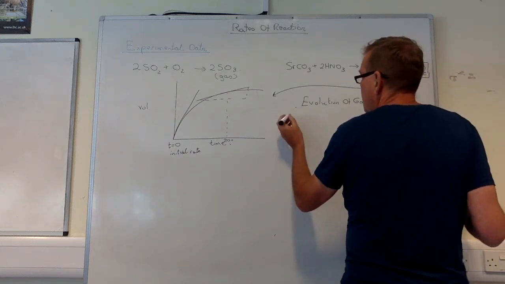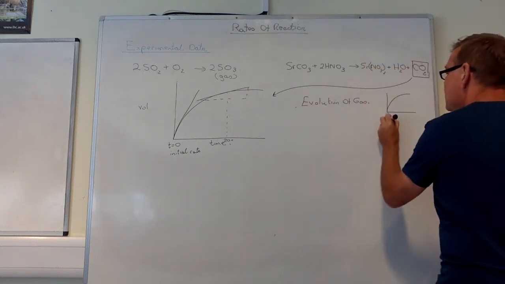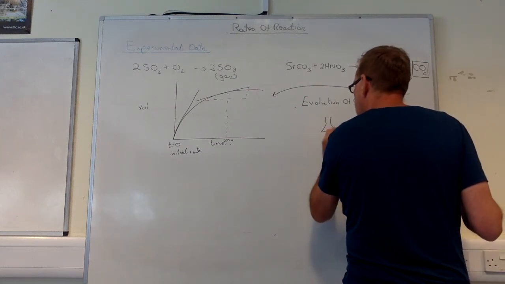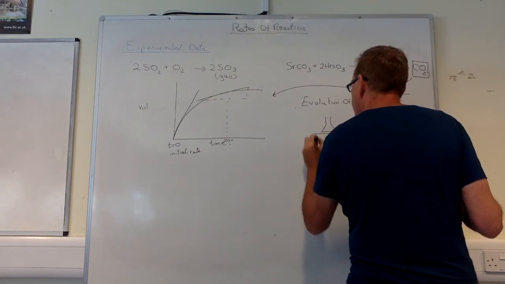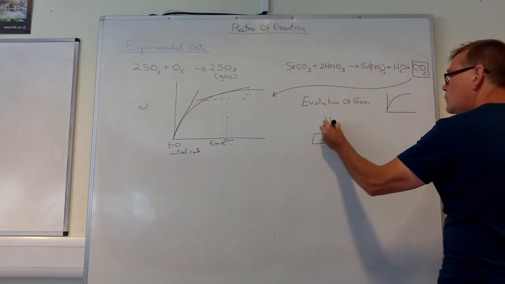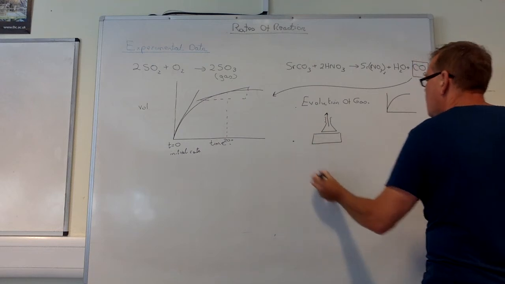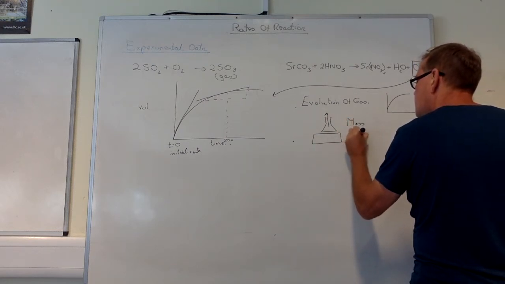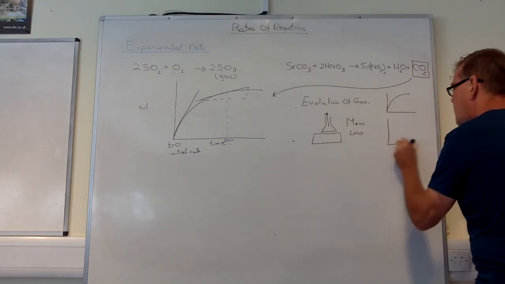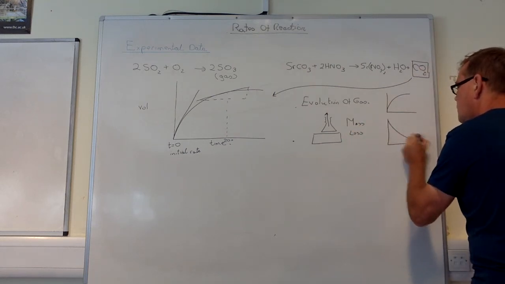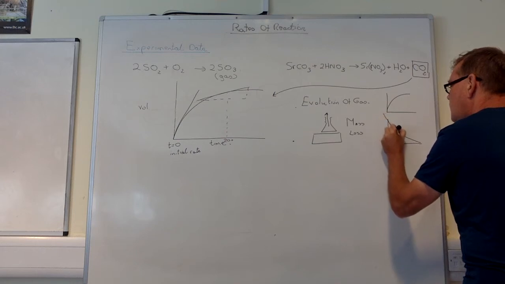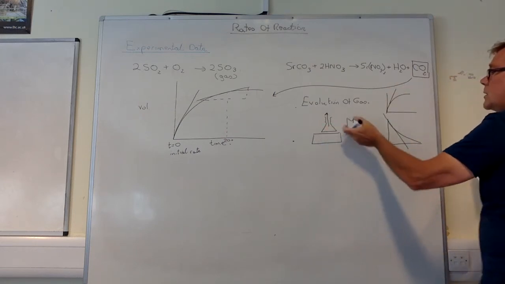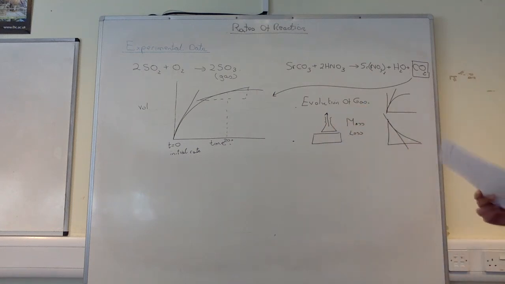Another one might be evolution of a gas, and then maybe you put your conical flask on a balance. As the gas is evolved, we've seen this many times, mass loss, you would call that. So you can still measure the rate, except you're going to get a graph that looks like that. And you can measure the initial rate there, because of course the reactants are going to get lighter as the gas is evolved. So mass loss, number 2.